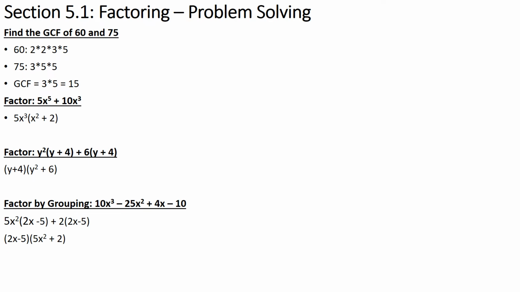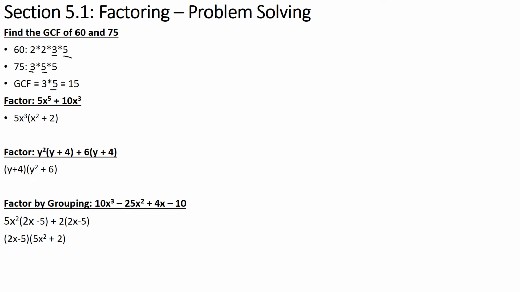So let's look at some problems here. Greatest common factor of 60 and 75. 60 is 2 times 2 times 3 times 5. 75 is 3 times 5 times 5. They each have a 5. We show that right here. And they each have a 3. There's my 5, there's my 3, there's my 5, and there's my 3. 3 times 5 is 15. Greatest common factor of those two is 15.